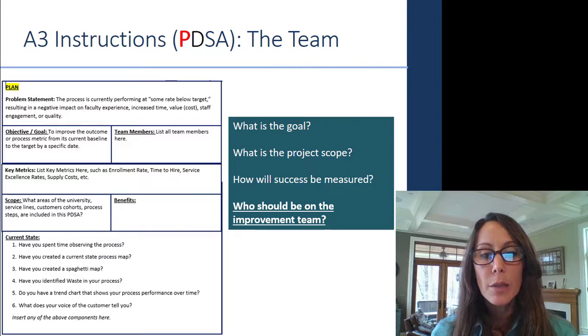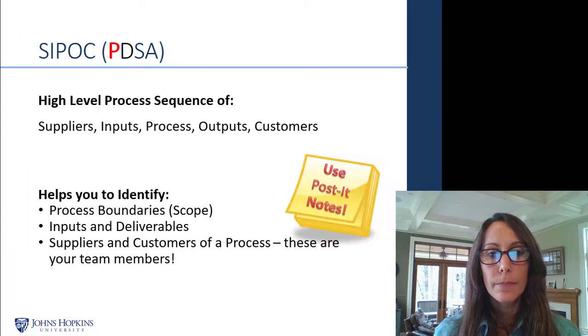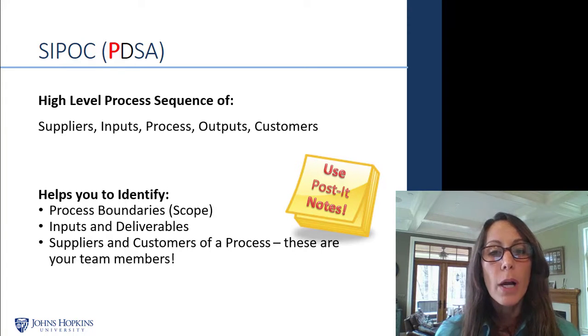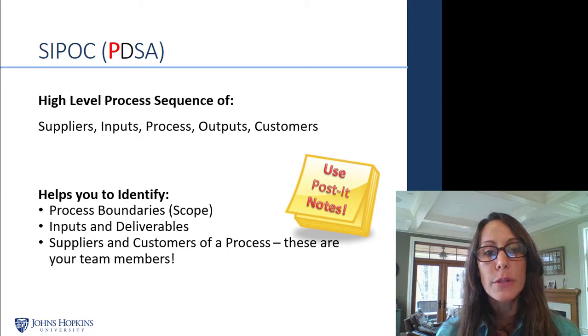All right, so one of the last components of the upper left-hand quadrant of our A3 in the plan phase is figuring out who should be in our team. There's a tool for this. Obviously you can think through in more of an informal way who touches the process, what customers are receiving the outputs of the process, and typically those are the people that you want represented on the team.